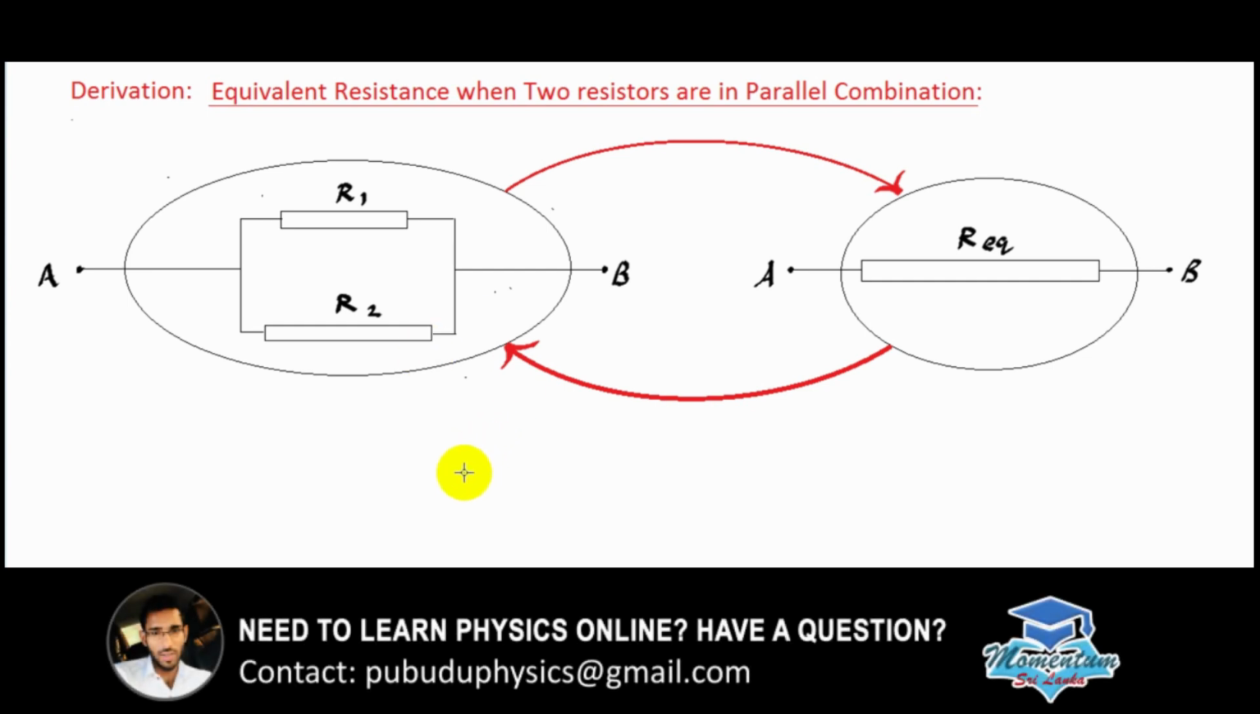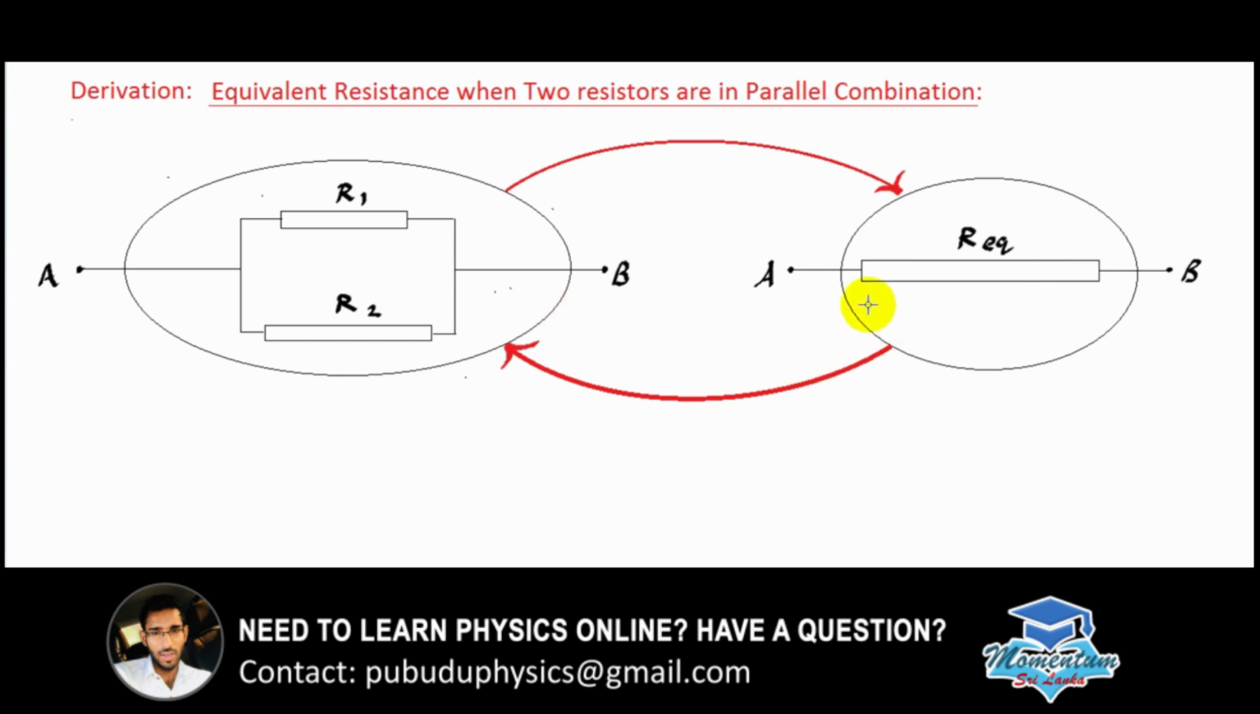In this video, we are going for the derivation of the equivalent resistance of this parallel combination of two resistors. Here you have two resistors connected in parallel like this. So this is the single resistor defined as the equivalent resistance of this combination.